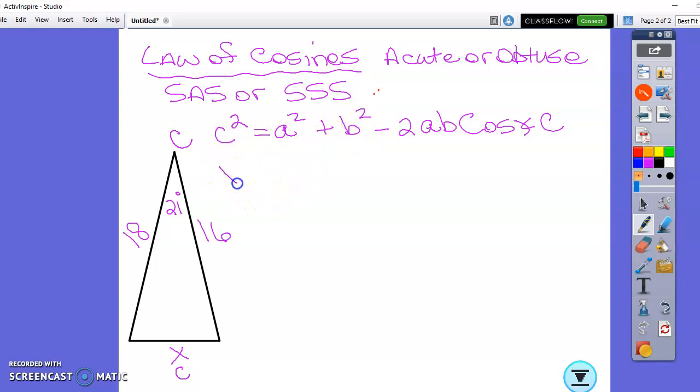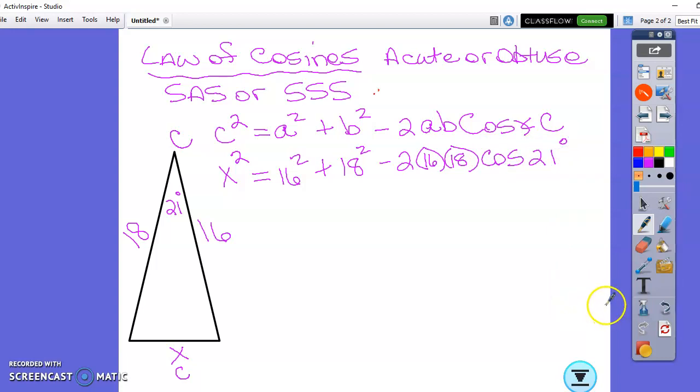So it's going to be x squared. I don't know how large that side is. Equals, and it doesn't matter, A or B. So 16 squared plus 18 squared minus 2 times 16 times 18 times the cosine of a 21-degree angle. Now we have everything filled in. Now it's calculator work. x squared equals, what is 16 squared? Oh gee, if I had memorized it, I would know really quick.